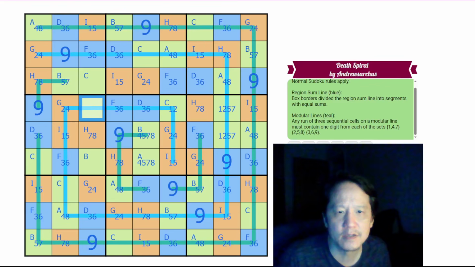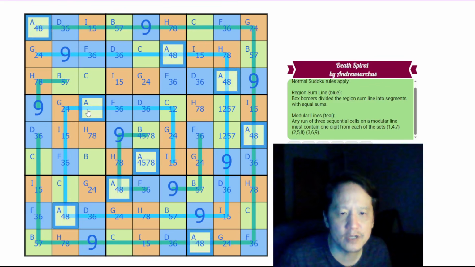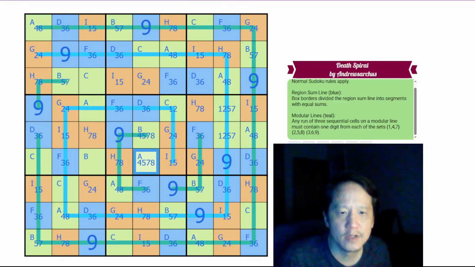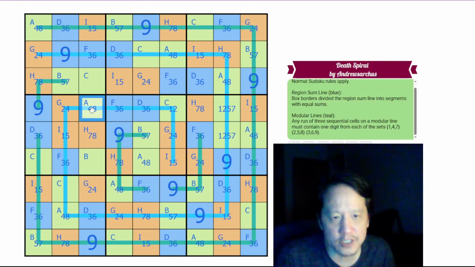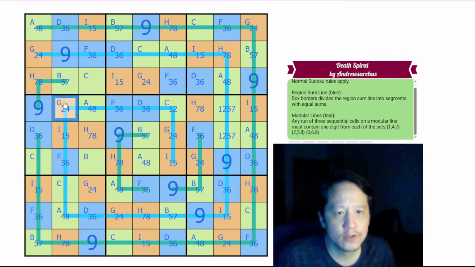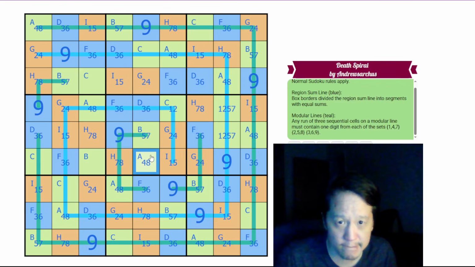This is A. So now we should have everything set up. A is 4 or 8. B is 5 or 7. So the question is, how does this add up? 2, 5. So G and F add up to 6 or 7. A and I add up to 9 no matter what. Okay.